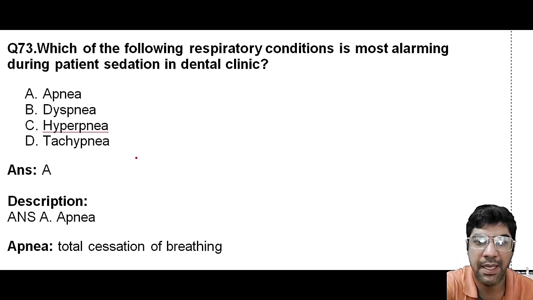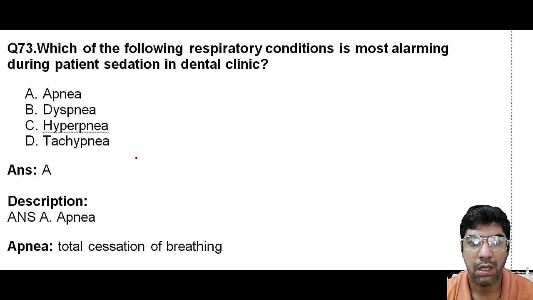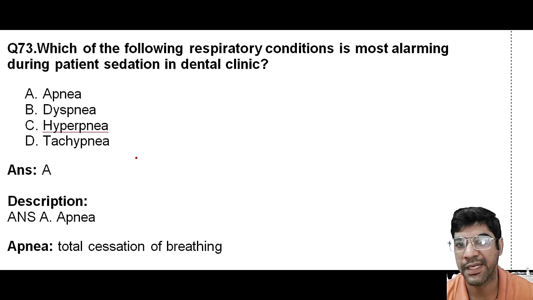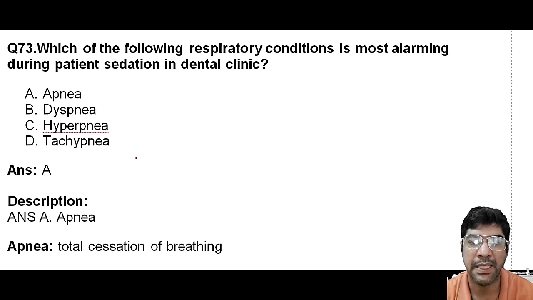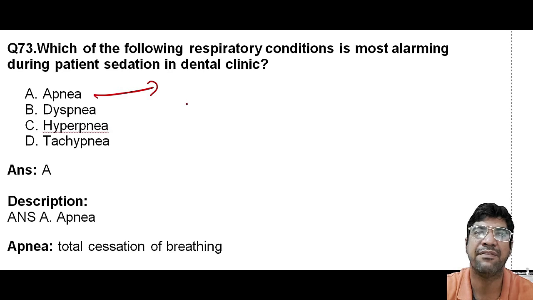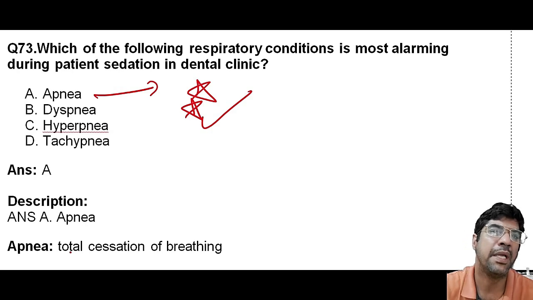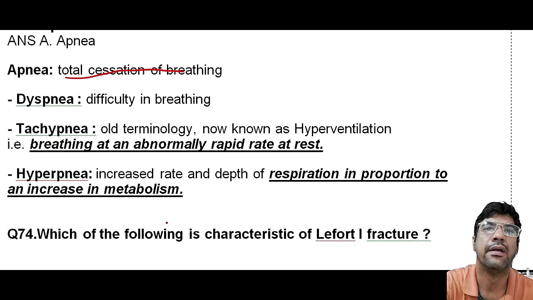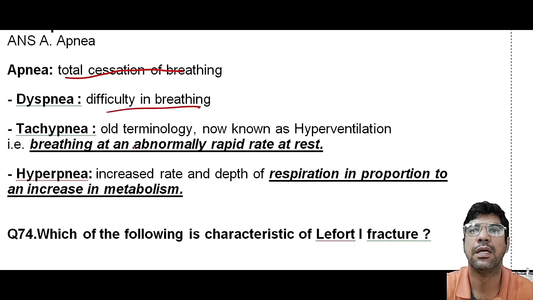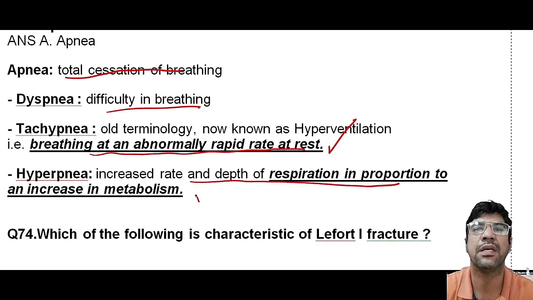Which of the following respiratory conditions is most alarming during patient sedation in a dental clinic? It's apnea. Apnea refers to complete cessation of breathing. So monitoring and intervention are essential to ensure the patient's airway remains open and the patient continues to breathe adequately during the dental procedure. Apnea could be life-threatening. Apnea means total cessation of breathing. Dyspnea is difficulty in breathing, tachypnea is breathing at an abnormally rapid rate, and hyperpnea means an increase in rate and depth of respiration.